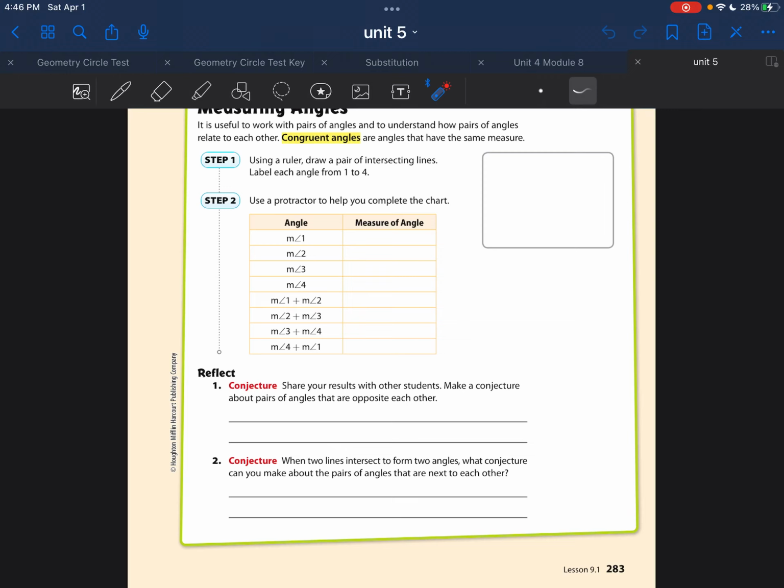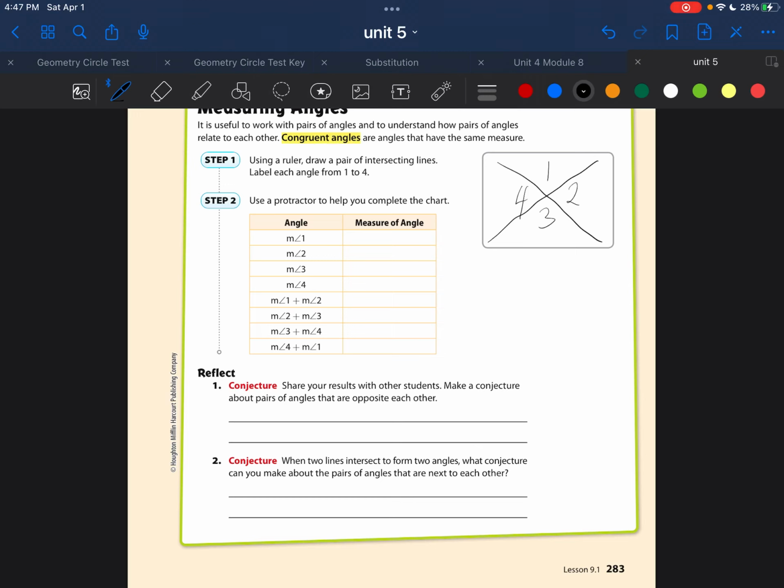It says using a ruler, draw a pair of intersecting lines, and you're going to label each one from 1 to 4. Intersecting means that they cross each other. So you're going to draw two lines that cross each other. I drew two lines that crossed each other, and then go ahead and label it. We're doing some geometry now, you guys. I went ahead and labeled it.